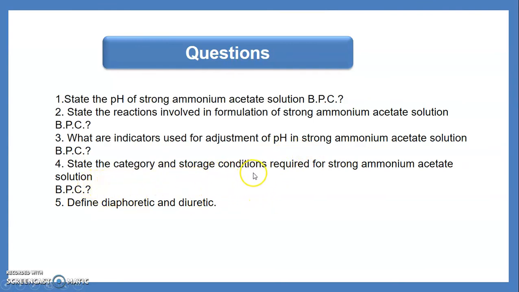State the category and storage condition required for the strong ammonium acetate solution BPC. Category of our solution, we already mentioned, is diaphoretic and diuretic. That means these are agents which increase sweat formation, and diuretics increase our urine formation. And the storage condition: it should be stored in a lead-free container. These are diaphoretic and diuretic, we already saw that.